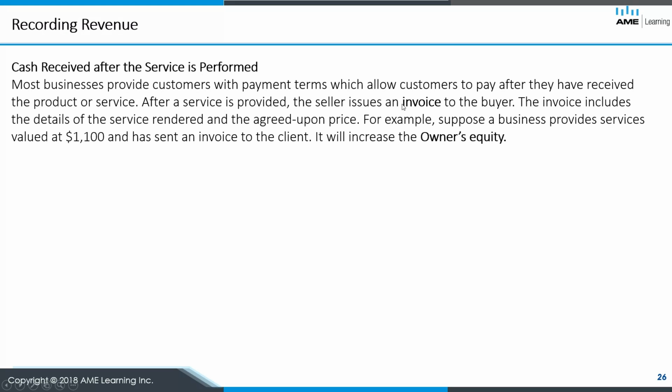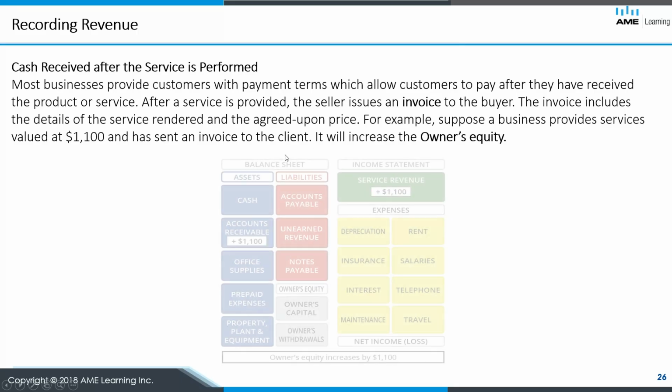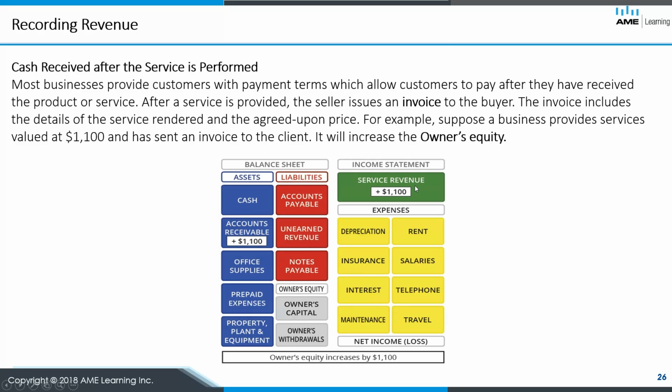There's a term called an invoice, and that's what a business will provide to you as the customer after the services are provided. And the invoice includes a detail of the services rendered, agreed upon price, etc. Similar to like a bill, essentially. For example, suppose a business provides services, and we send an invoice to the client. At the point at which we're done providing the services, say we are Comcast or some business that has provided a service to a customer, and we sent a bill to them, we are owed that money.